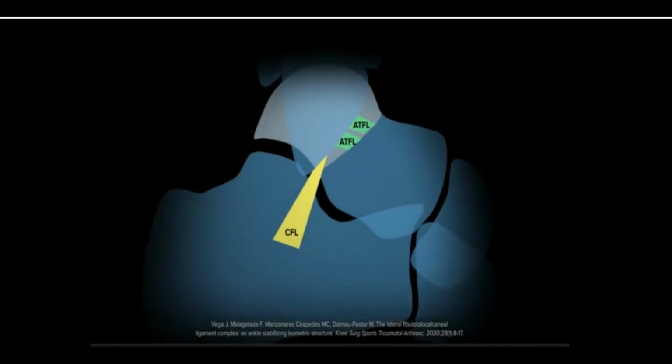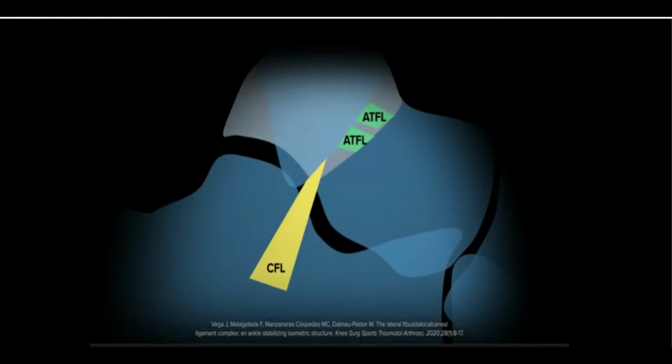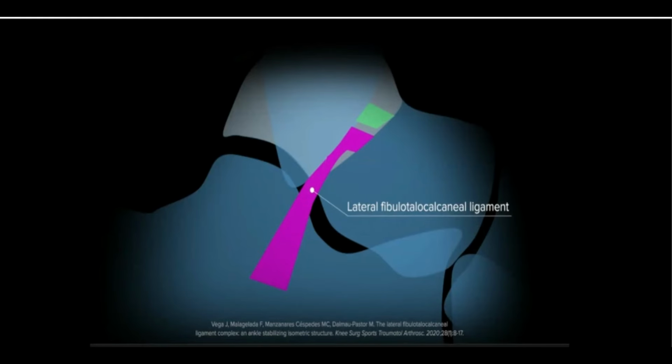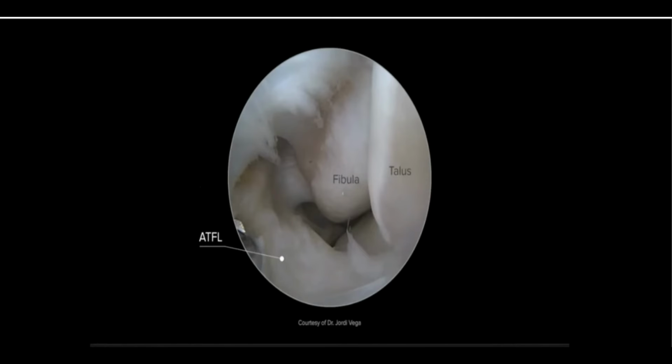The ATFL is traditionally described as a single bundle structure, but there is frequently a common fibular attachment with fibers shared between both the ATFL and CFL, described as the lateral fibulotalocalcaneal ligament, which is the ATFL's inferior fascicle, plus the CFL, plus the arciform fibers. The ATFL can be seen, specifically the superior fascicle seen here inside the joint capsule. Once it ruptures, it becomes intrasynovial, which prevents its healing.